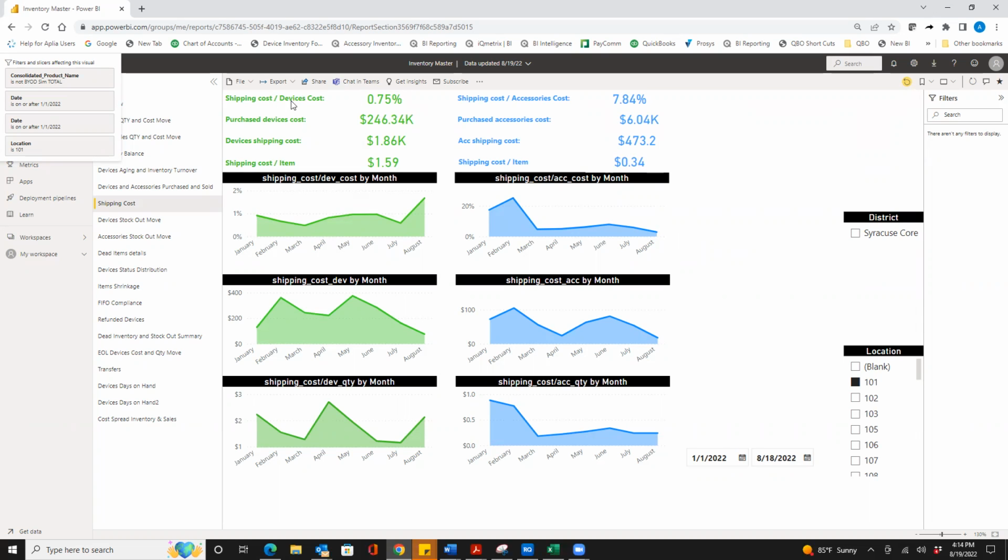How am I doing on a shipping cost per device as a percentage of the cost of goods? How am I doing on a specific amount? How much does the shipping cost? And how is it looking on a per unit basis? And you can see in the specific location that the cost per unit is $1.59 on devices, whereas the shipping cost per accessory purchase is 34 cents. This number is actually too high for me. I like seeing $1.30, and this one I like seeing 24 cents.